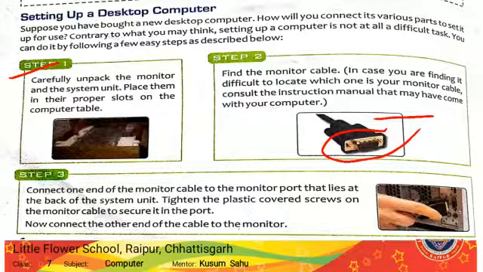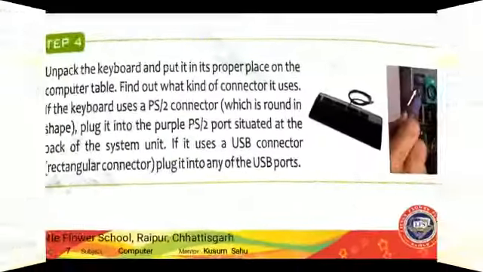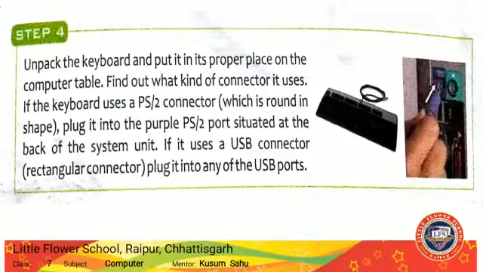Now after connecting the monitor to the system unit, come to the next, that we will connect the keyboard with the system unit. You have to unpack the keyboard and put it in its proper place on the computer table. Now connect it by using the PS2 port. I have explained this port in a previous video, that it is a purple color port where you have to fix the cable of the keyboard so that it can be connected to the system unit, you can see in the picture.